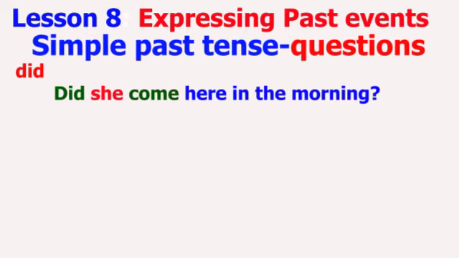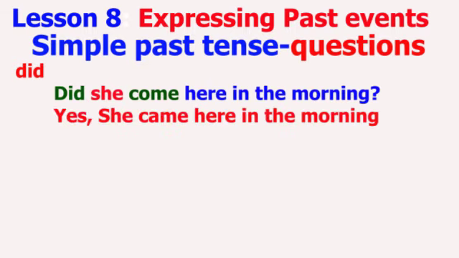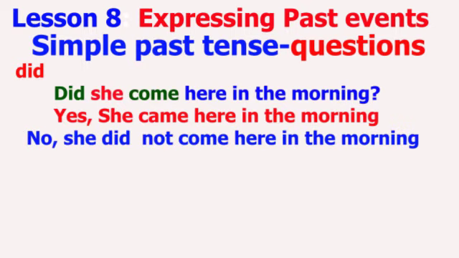Okay, and if you are considering yes or no questions and the answers, you are going to say yes, she came here in the morning, or no, she did not come here in the morning. So for yes you are using a positive sentence, and for no you are using a negative sentence. For yes you must follow the structure of the positive sentence, and for no you must follow the structure of the negative sentence, which we have talked about.